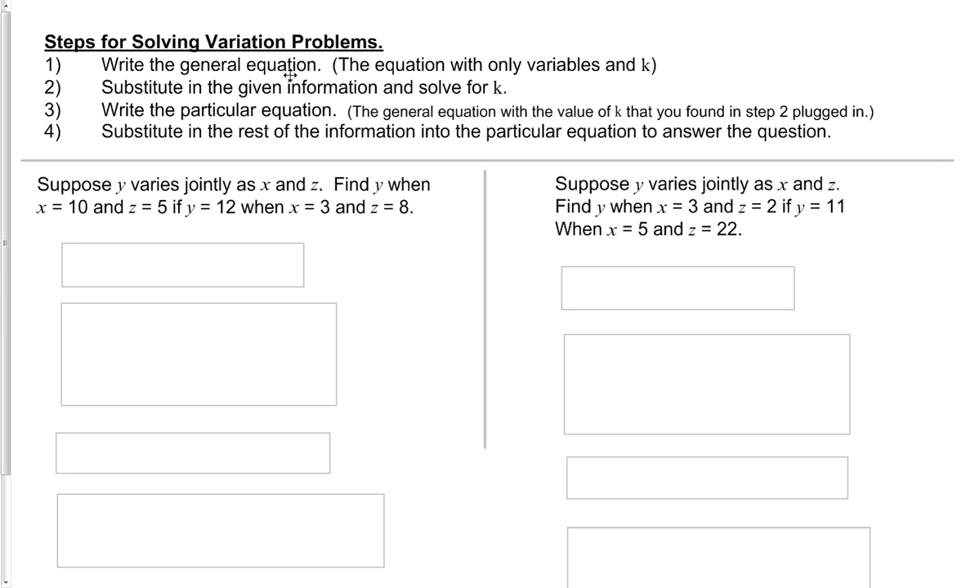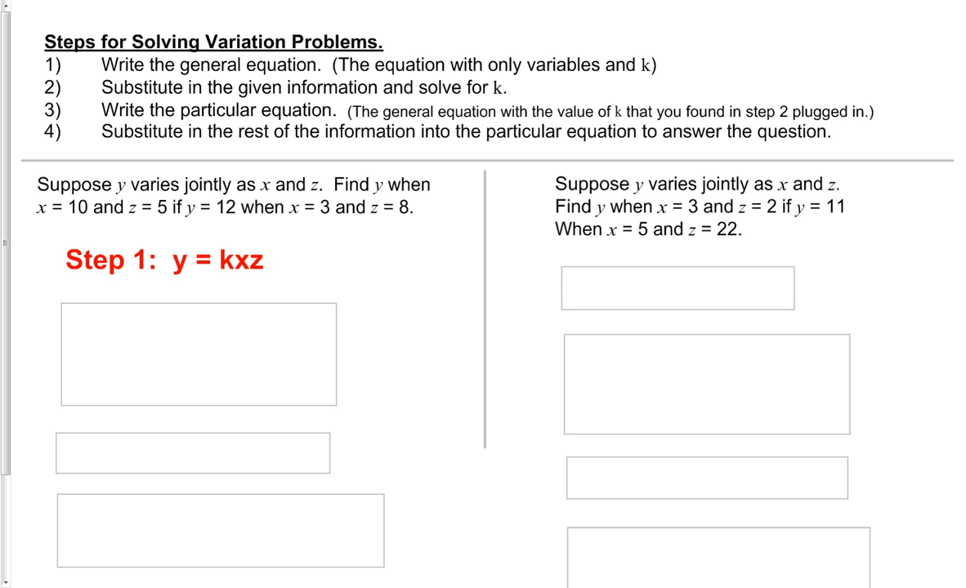Alright, we got a whole bunch of numbers going on here, but the first thing that we need to do is write that general equation with our variables and k. So in this case, it looks like we have a y, an x, and a z. It says that y varies jointly, which means that it's going to be y equals on one side, and on the other side x and z. So then we have k times x times z, because joint variation means that x and z are both variables on the right side, and our proportionality constant k is always going to be present on that right side also.